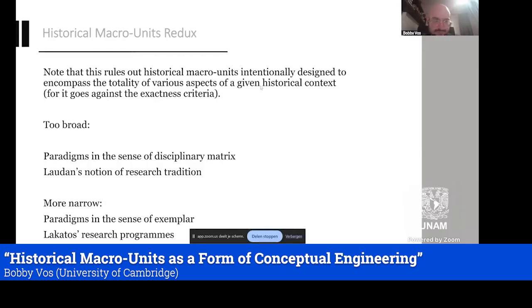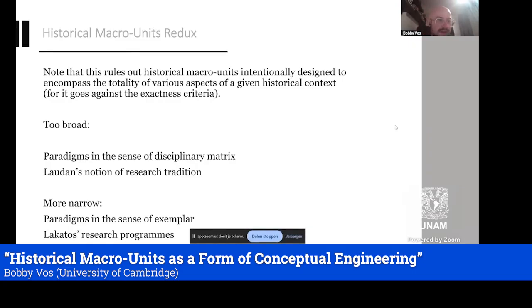And then second, in a more specific vein, we might also note that by construing historical macro units as explicata of the explicandum of historical context, this shows us we can already rule out as being useful various past instances of historical macro units.